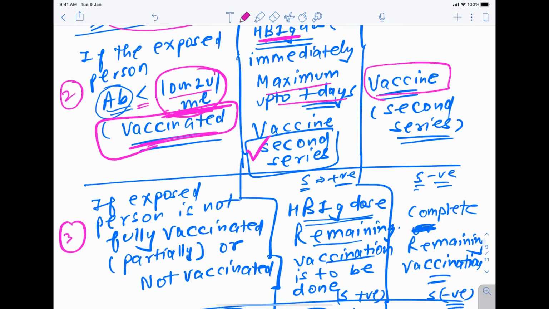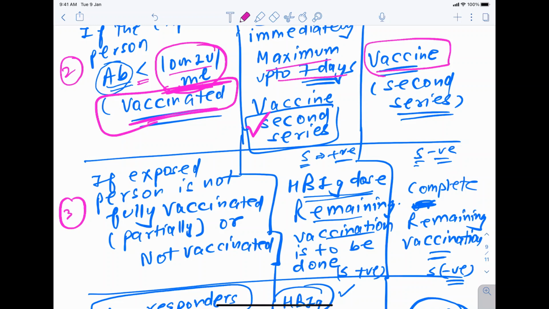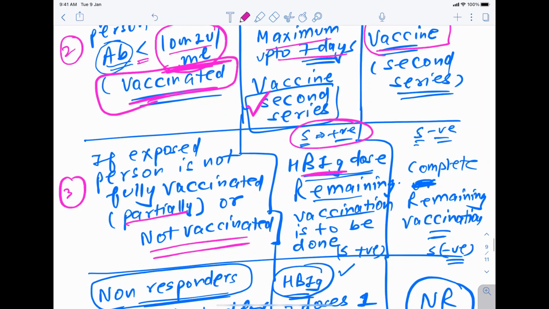The third is if the exposed person is not fully vaccinated, meaning partially vaccinated or not vaccinated at all, and gets exposed to this source. Then you have to give the HBIG dose again, and you have to ask the person to go for the remaining vaccination. No need to start a fresh one. You have to take the missing doses. That will also increase your titers above 10 mIU. And if not vaccinated at all, then obviously you have to take the full course.